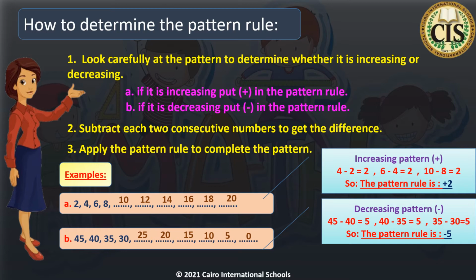45 minus 40 equals 5. 40 minus 35 equals 5. 35 minus 30 equals 5 too. So the pattern rule is minus because it's a decreasing pattern and 5 is the difference. So 30 minus 5 is 25. 25 minus 5 equals 20. 20 minus 5 equals 15 and so on.